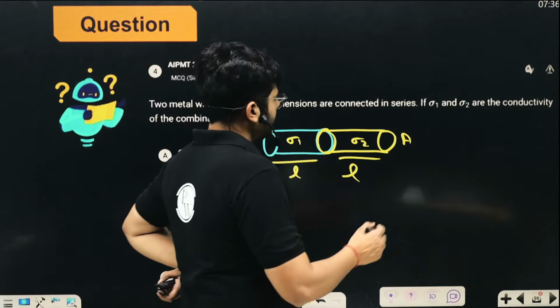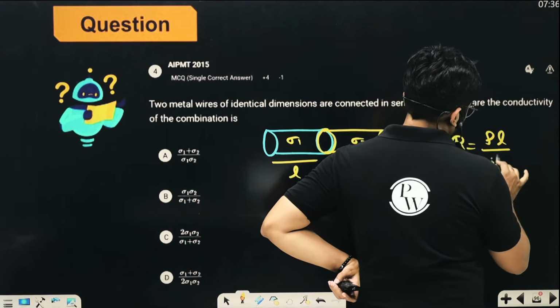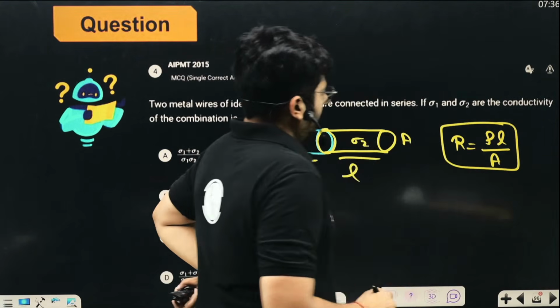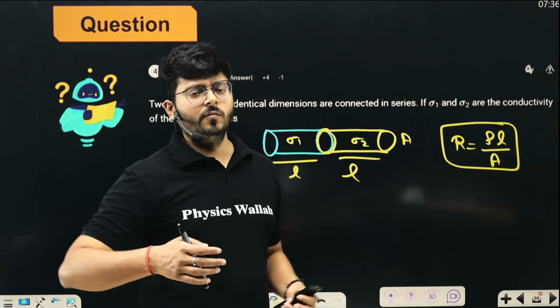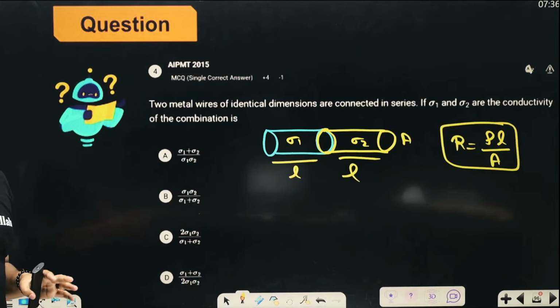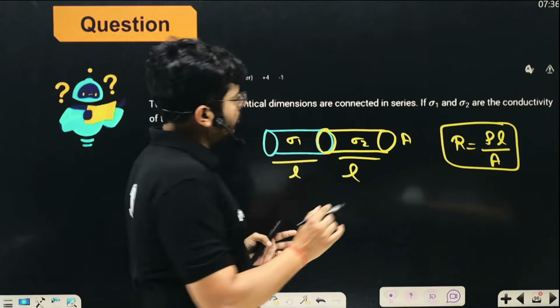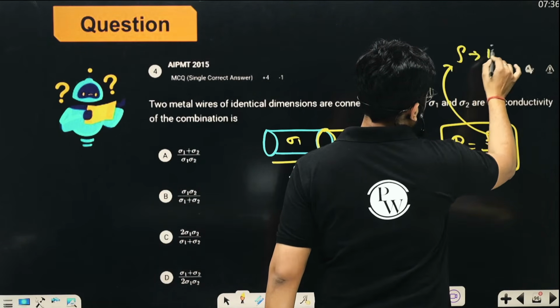Rho L upon A. So you know that the resistance is nothing but rho L upon A, right? Resistance is rho L upon A. Let's start from here. This is a better way of understanding, I believe. Resistance of any wire is rho L upon A, and over here, what is rho? Rho is called resistivity.